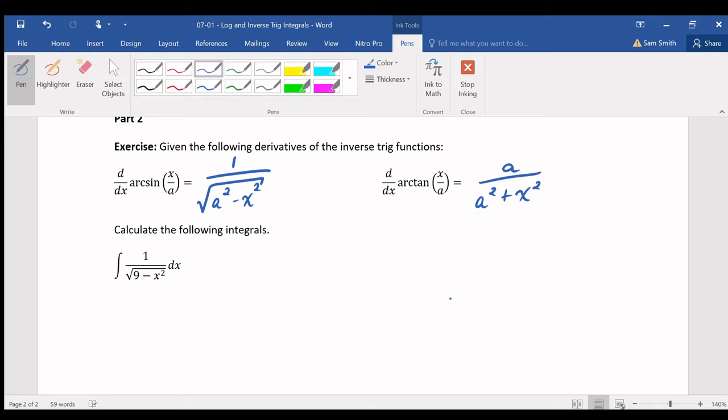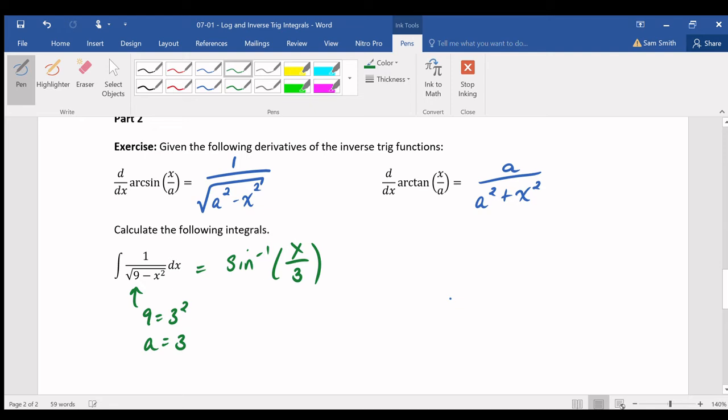Here, let's find the antiderivative of 1 over 9 minus x squared. Now, I think the key here is to acknowledge the fact that 9 is 3 squared. So this function that we're trying to integrate has exactly the same format as this derivative of arcsine of x over a, where a is equal to 3. Therefore, I will put as my answer that the antiderivative is sine inverse of x over a equals 3.